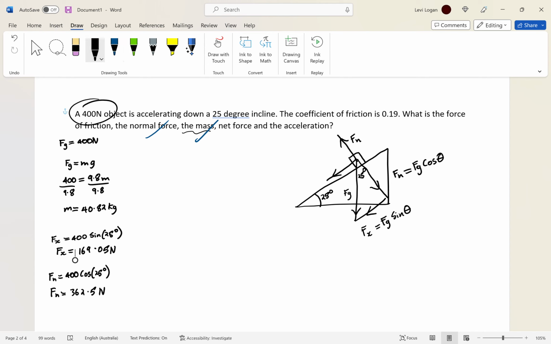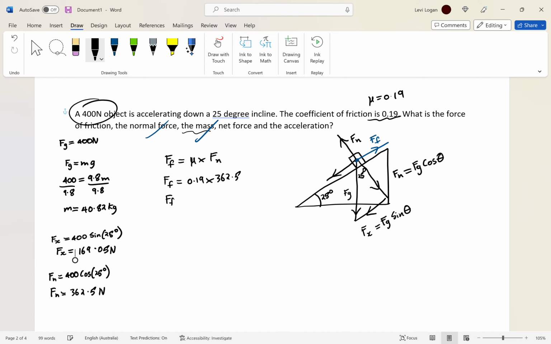We have to work out a frictional force. There's a force of friction because there's a coefficient of friction on the surface of this incline, so we have a force of friction acting this way. Now the force of friction is the friction coefficient multiplied by the normal force. The friction coefficient is 0.19. We have our normal force, so all we have to do to find our force of friction is multiply this number by this force here. So we're going to have F subscript F equal to 0.19 multiplied by 362.5.